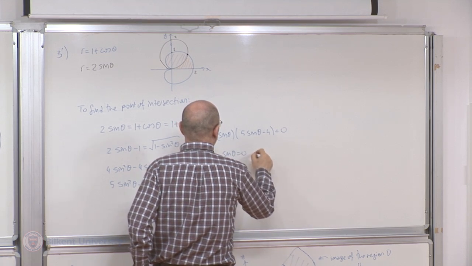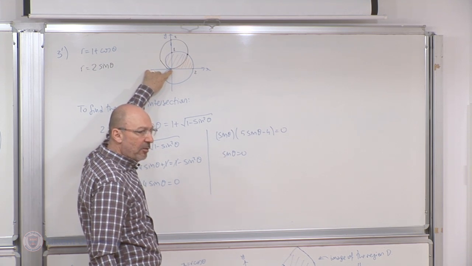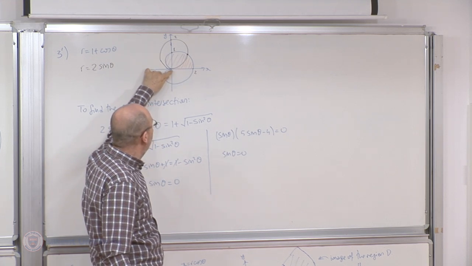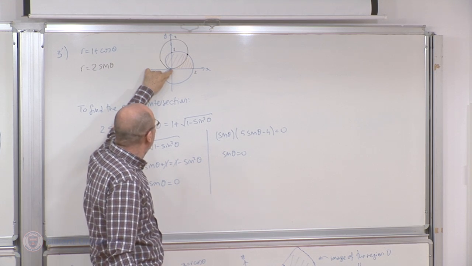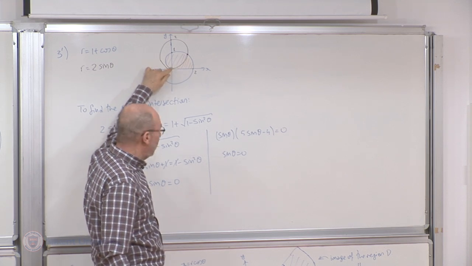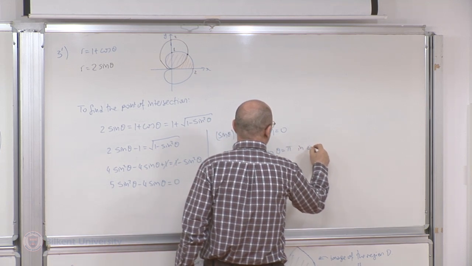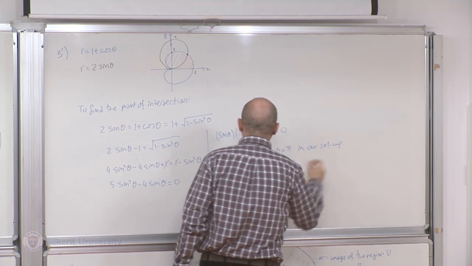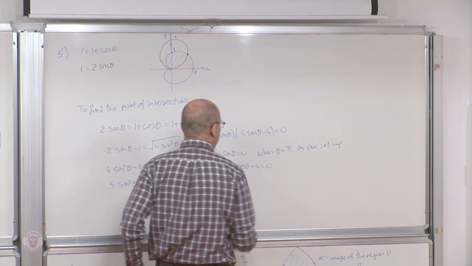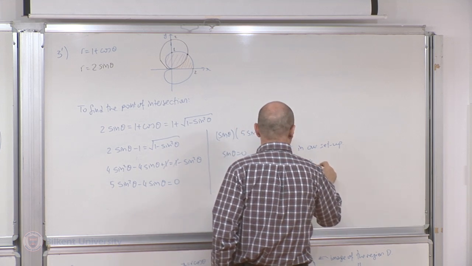but this is not going to hold when theta is equal to 0, because the circle is here when theta is equal to 0, but the cardioid is not. The circle comes back to this point when theta is pi, and the cardioid is also there when theta is pi. So the second thing is then 5 sine theta minus 4 is 0, or sine theta equals 4 over 5.